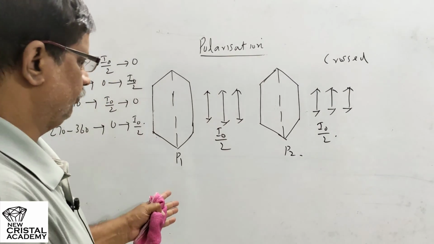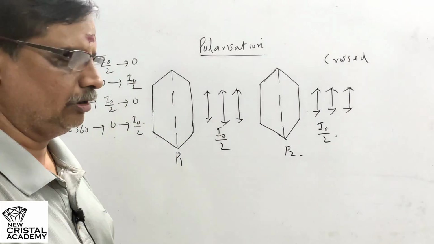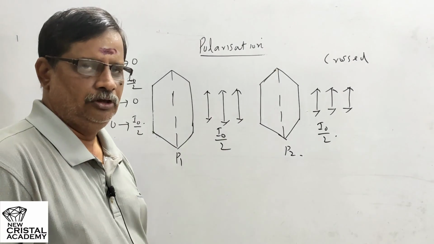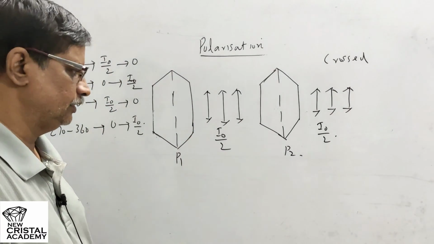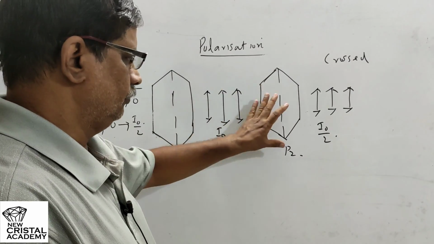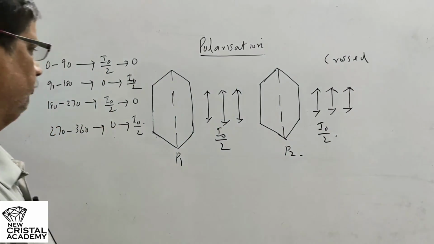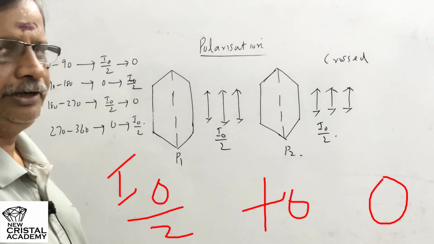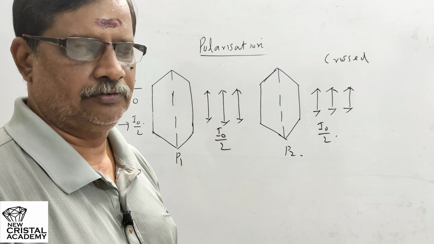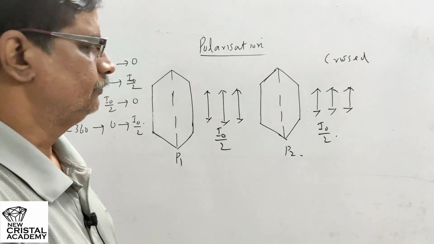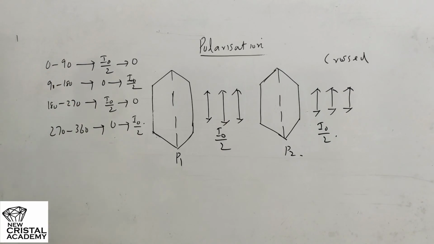The same is the situation if you keep the analyzer fixed and rotate the polarizer alone. The result will be the same. So if you allow light to pass through two crystals, and if you rotate one of the crystals by fixing the other one, the intensity will vary between 0 and I0 by 2 in one rotation from 0 to 90 degree. So here I have shown the complete change in the intensity with the angle of rotation.